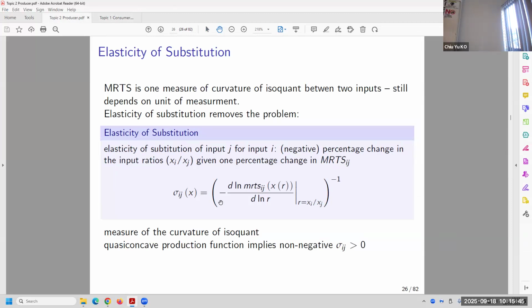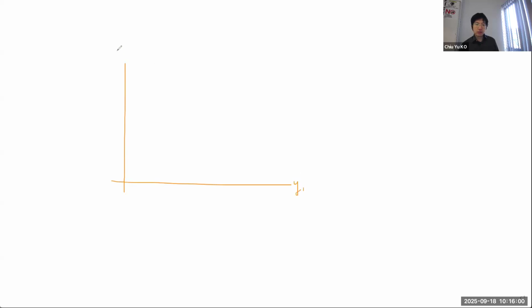But here you remember this R is the ratio. Basically, just look at the isoquant. Let me draw a picture to make sure that you know the elasticity of substitution. Suppose I have two inputs, and I have an isoquant. Sorry, my input is X, sorry for my bad notation. This is X1, this is X2, and the isoquant is where I fix a certain level of output here.